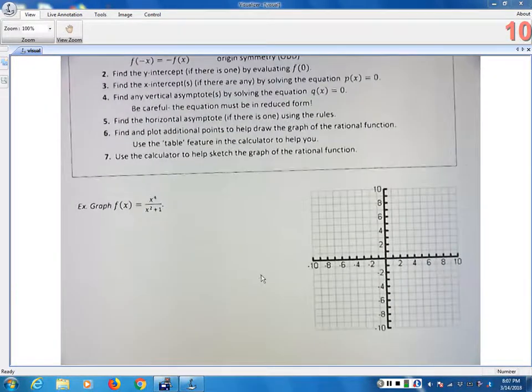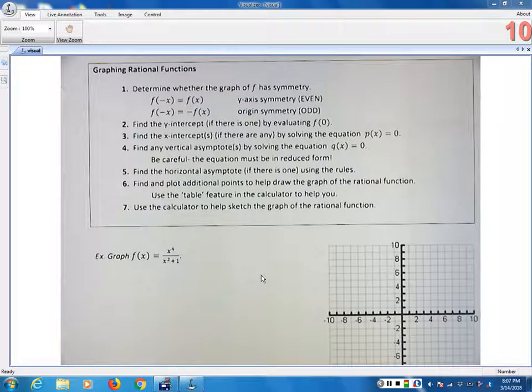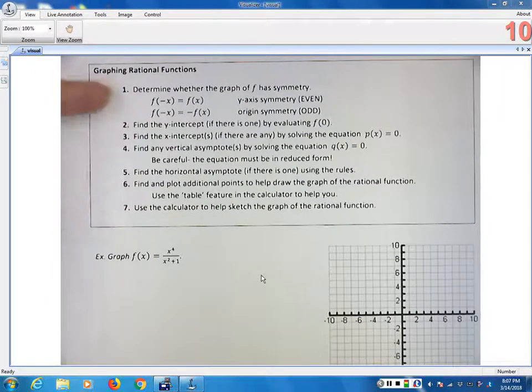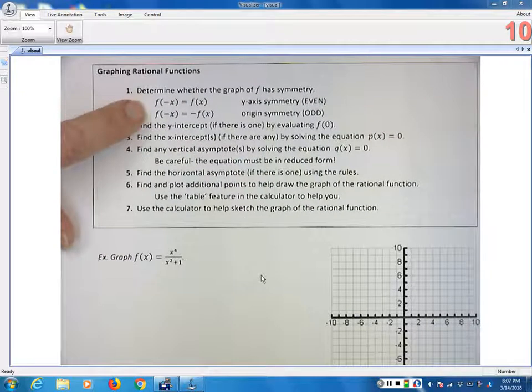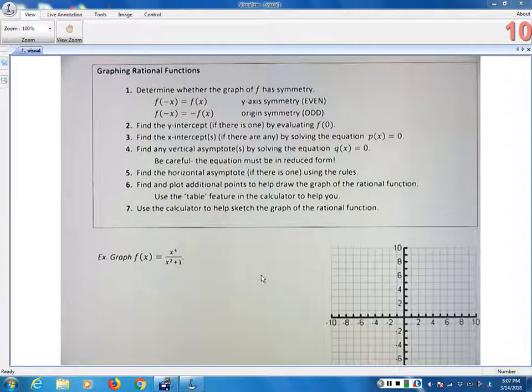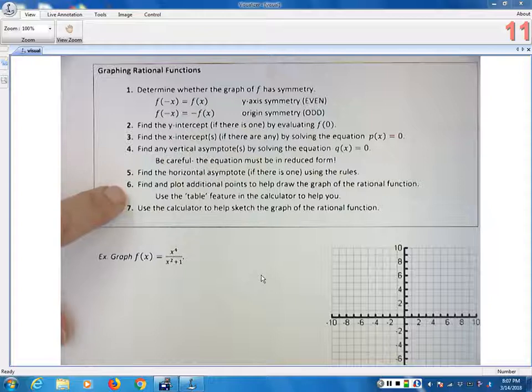Yep, 2 big graphs. Now, on the test, I don't make you memorize these steps. I actually ask you the steps. And usually this step doesn't help you a lot, but it can. We'll go over it. But finding the y-intercept, finding the x-intercepts, finding the asymptotes, and then you can use your calculator and table feature to help you and sketch the graph.